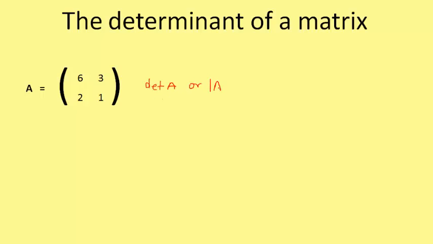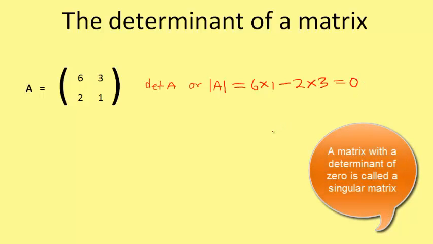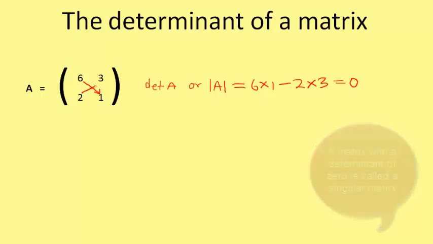So how we calculate this: we do 6 times 1, then we take that away from 2 times 3. Now this works out to be 0, because 6 times 1 is 6 and 2 times 3 is 6. The starting point is to do the leading diagonal, which is the one identified, 6 times 1, and then you do the second diagonal, which is 2 times 3. But remember, you always start with the leading diagonal, which is the 6 times 1. That's the one starting out from the top. So that's how we find the determinant of a matrix, and either notation is sufficient.